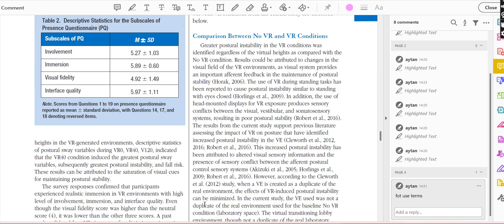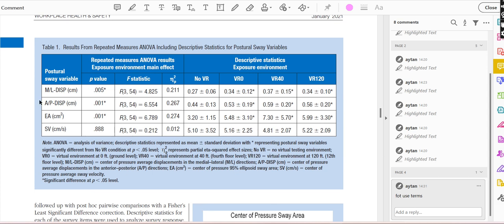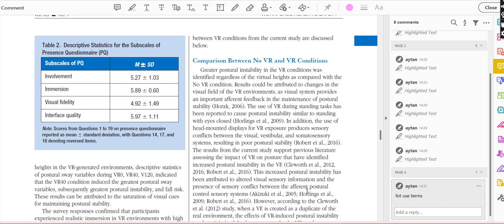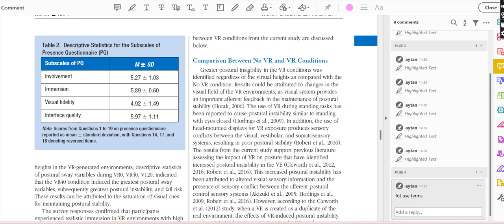Table 1. Results from repeated measures ANOVA including descriptive statistics for postural sway variables. Postural sway variable. Repeated measures ANOVA results exposure environment main effect. Descriptive statistics exposure environment p-value F statistic 2 p no VR VR0 VR40 VR120 M/L disp 0.005 F equals 4.8250. 2110.27 plus or minus 0.06 0.34 plus or minus 0.12 by 0.37 plus or minus 0.15 by 0.34 plus or minus 0.10 *. Comparison between no VR and VR conditions.